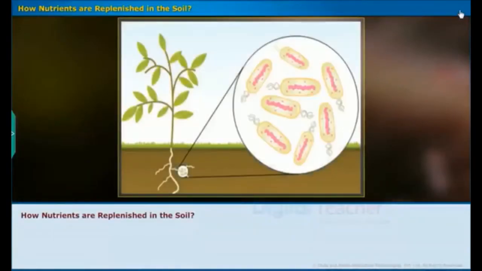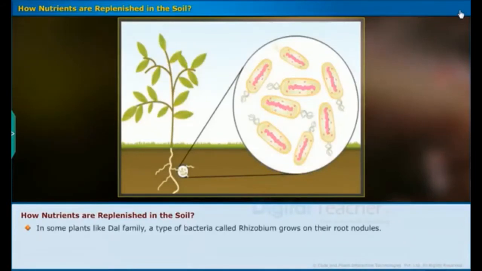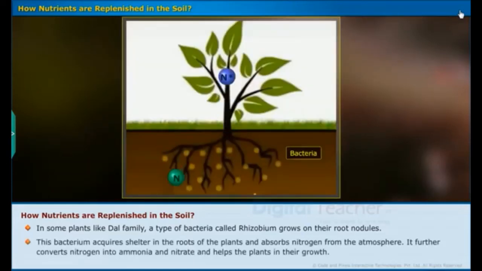Let us study how nutrients are replenished in the soil. In some plants like the dal family, a type of bacteria called Rhizobium grows on their root nodules. This bacterium acquires shelter in the roots of the plants and absorbs nitrogen from the atmosphere. It further converts nitrogen into ammonia and nitrate and helps the plant in their growth.